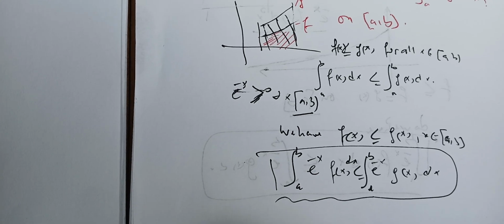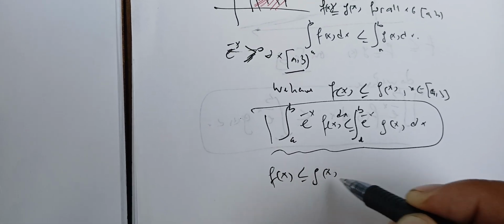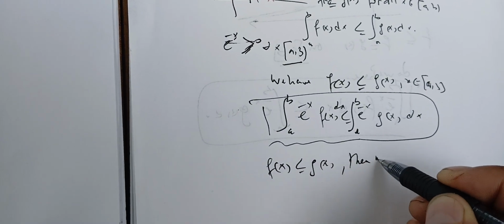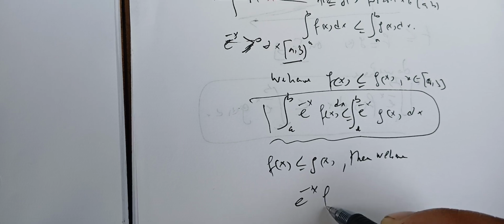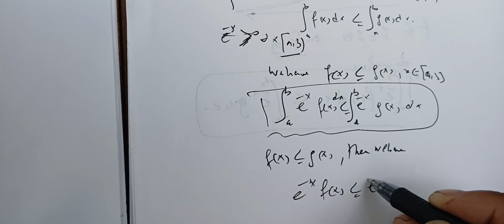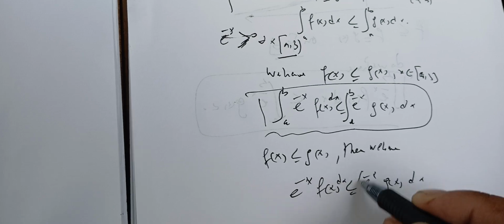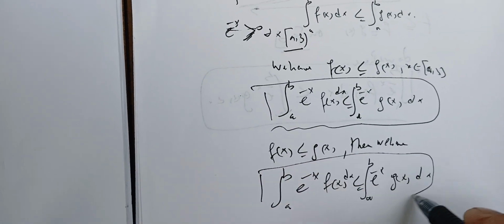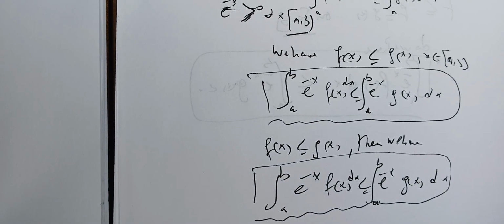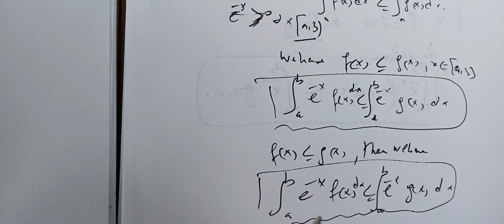So if we have f of x less than g of x, then we have e to the minus x times f of x less than e to the minus x times g of x. Let's add dx and integrate. So nothing is going to change. We can see it graphically.